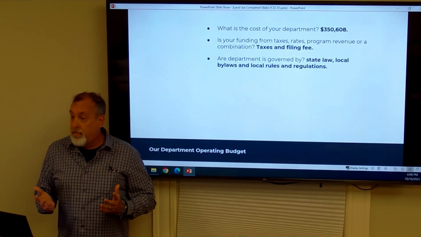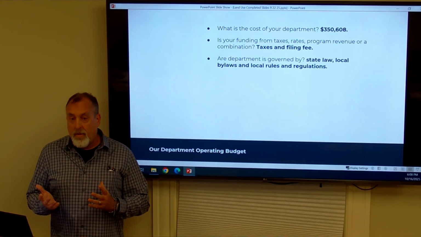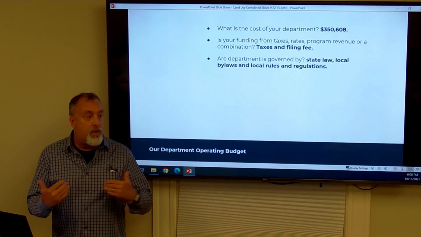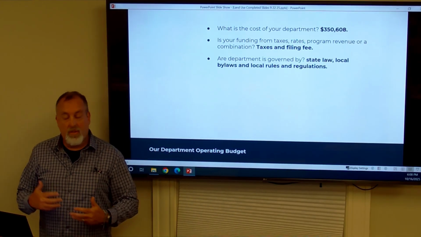So as I mentioned, the department's funded through tax revenue and the filing fees. Now, we do collect filing fees, but they don't go directly to the department, they go into the general fund. But we do collect fees on permits that come in.